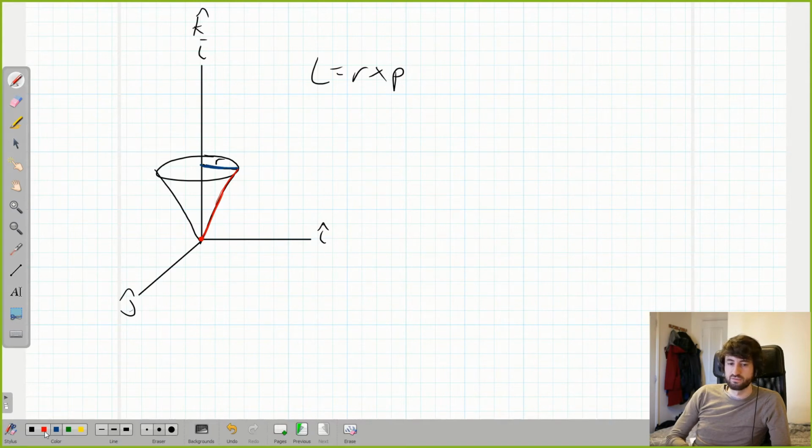So we need a new name for this quantity. We're going to call it D, the distance, right? That's the distance from our origin. So actually here, it's not L is R cross P. It's L equals D cross P.